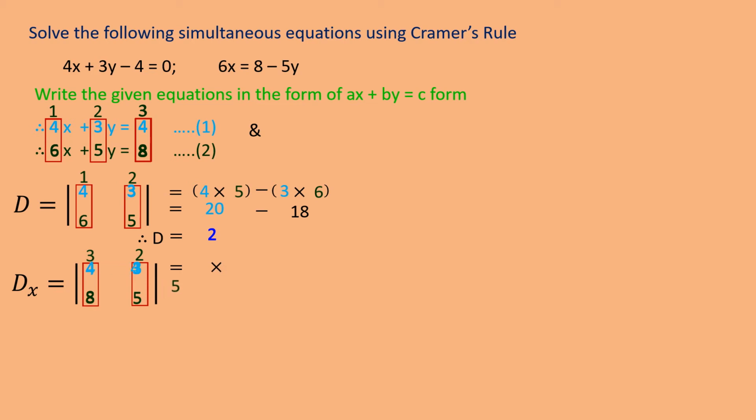As you know, equal sign, left diagonal minus right diagonal. We put the brackets. Clear? Further simplifying, 4 into 5 will become 20, minus will come as it is, 3 and 8 will give you 24. When I further simplify, I get dx equals minus 4, because 20 minus 24 will give you minus 4.